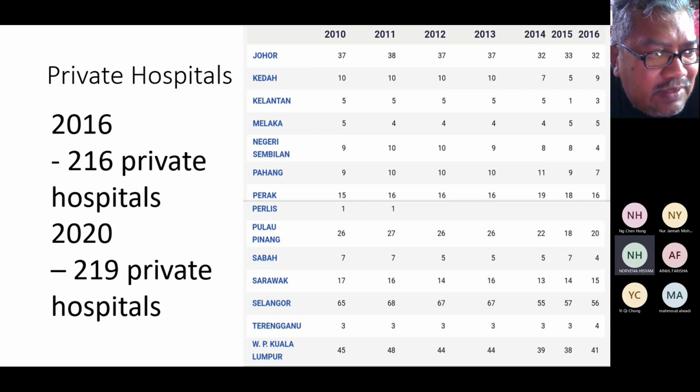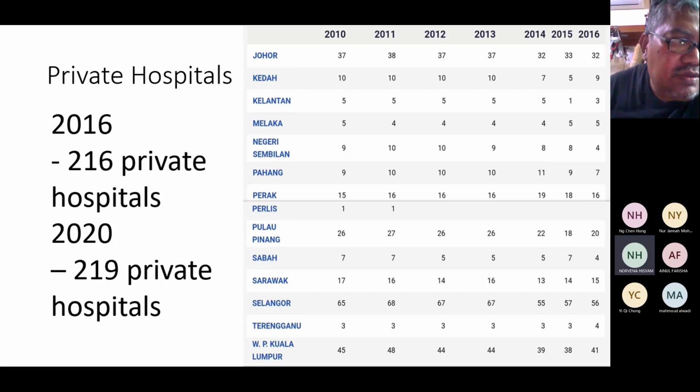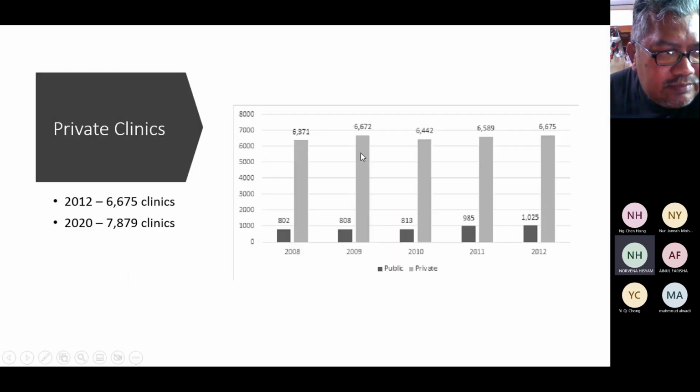For example, Sabah has only 4 because they can't afford to pay for private services in the hospitals. If you look, the worst is Kelantan, only 3. So not much chance of changing work if you're working in a private hospital in Kelantan. So when we talk about all this, just take note of the number. That is we're talking about hospitals.